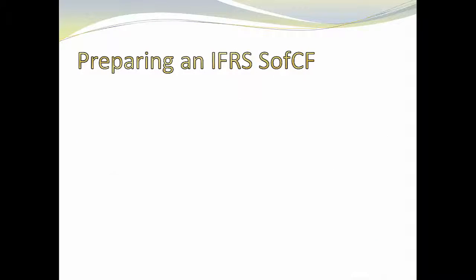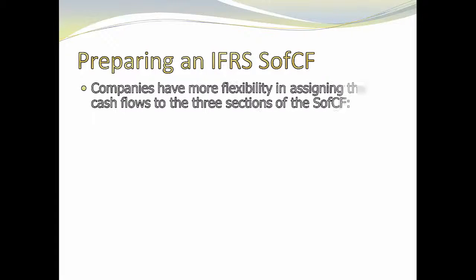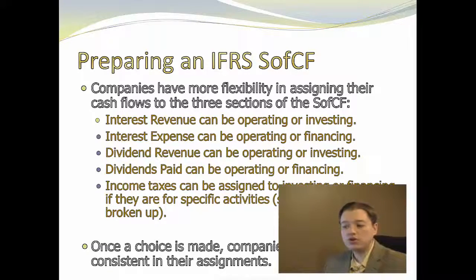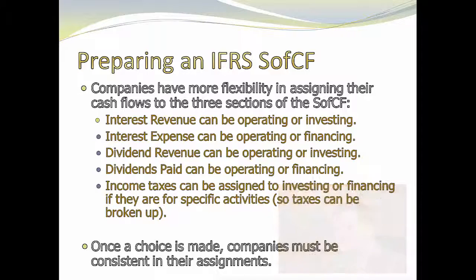In addition, the IFRS statement of cash flow allows some flexibility that we don't have under US GAAP. So interest revenue can be either operating or investing. Interest expense can be operating or financing. Dividend revenue can be either operating or investing. Dividends paid can be operating or financing. You have flexibility. Except for dividends paid, all of those other three show up as operating under US GAAP. It's required. So we have to have them there. Under IFRS, we've got a choice.